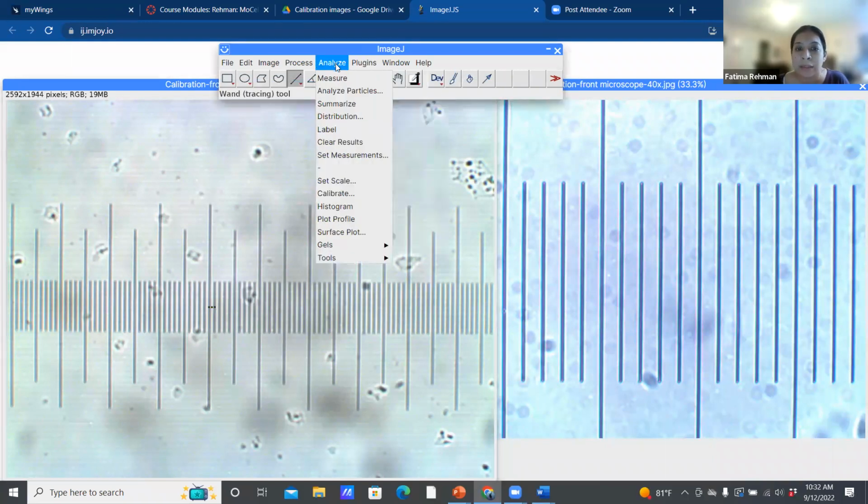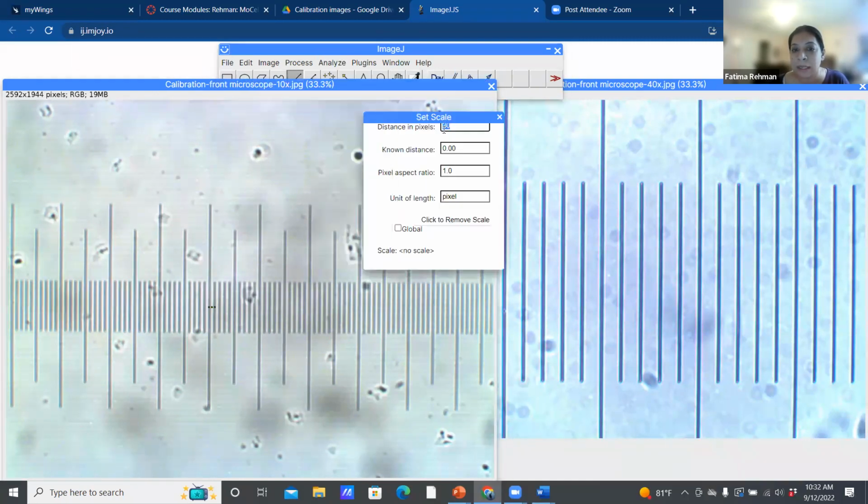And I'm going to go to analyze, and you can go straight to set scale. It's going to open up distance in pixels, 30. Known distance for each stage unit was 10. So see how it gives me a little bit different now? That's because it's easy to over-make that line. I didn't do that line as accurately as I could when I had 5. But I would just write 30, known distance 10, and micrometer.